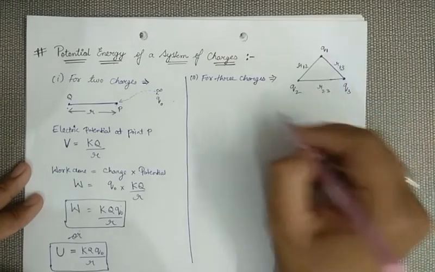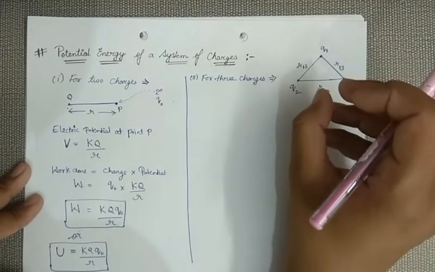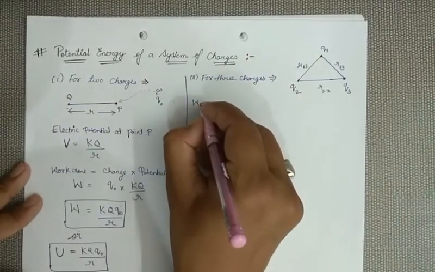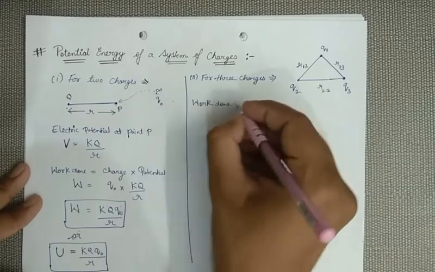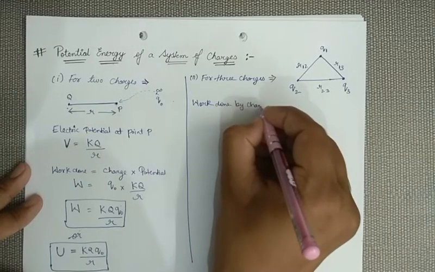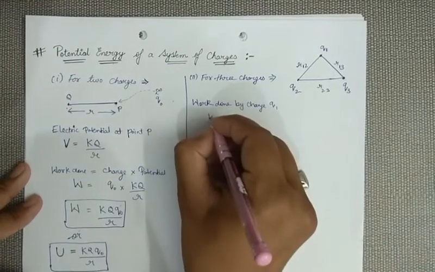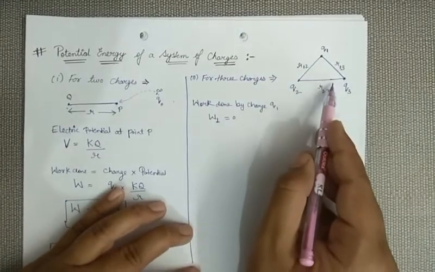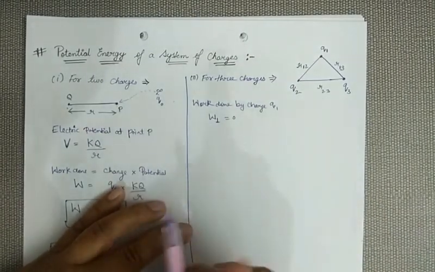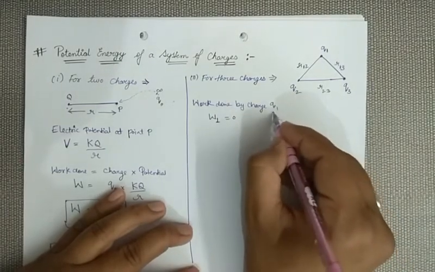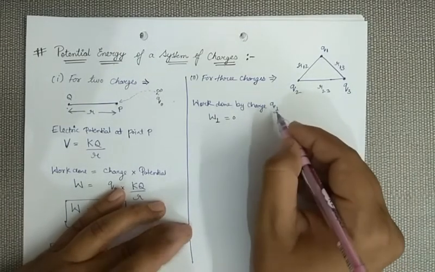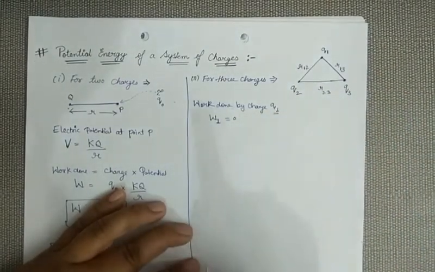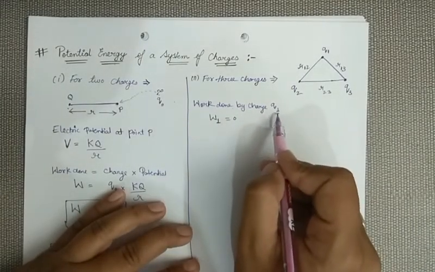Now try to remember, in this system all three charges are not present at the same time. At first we have to bring in any one charge. So the work done by charge Q1, that is W1. The first work done will always be 0. Remember, for any given system of charges, the work done by the first charge of the system will be 0, because this charge has no repulsion or attraction by any other charge. Suppose it is an empty room, and this is the first charge which is going to enter, so there will be no work done by this charge.